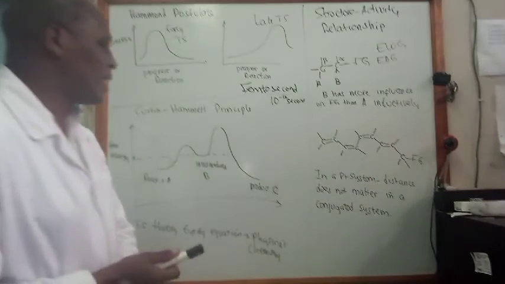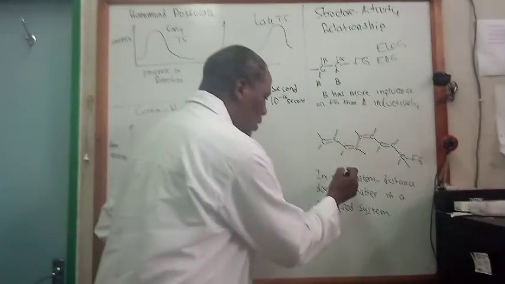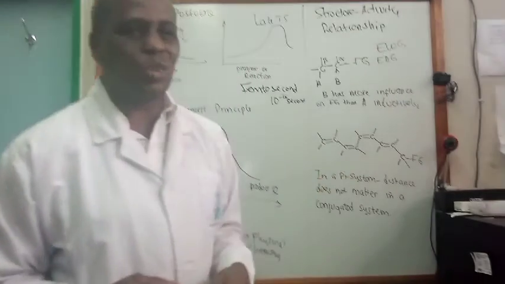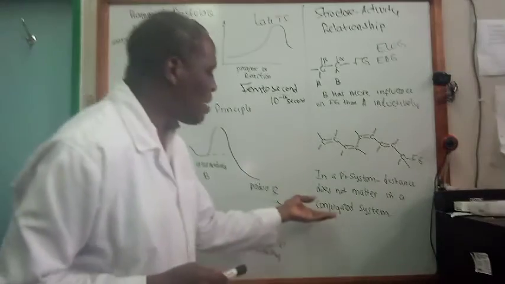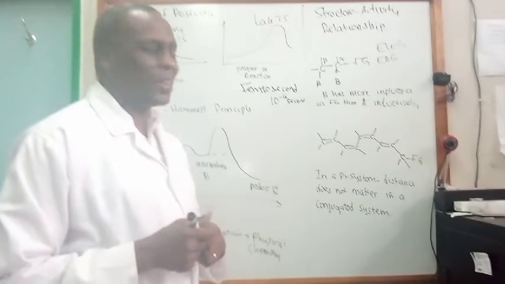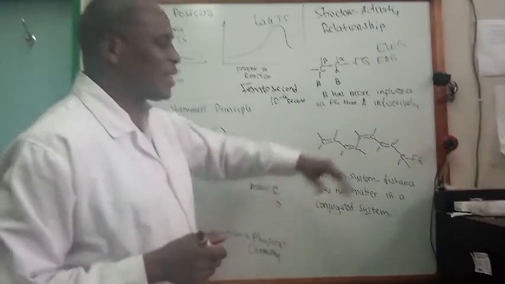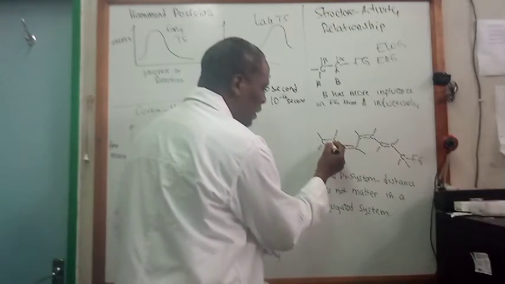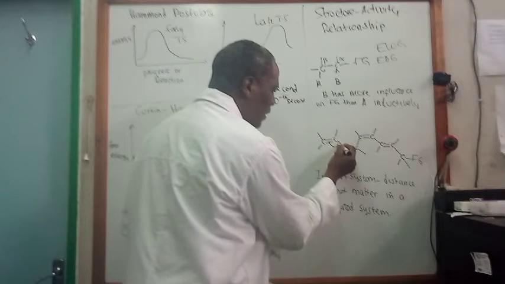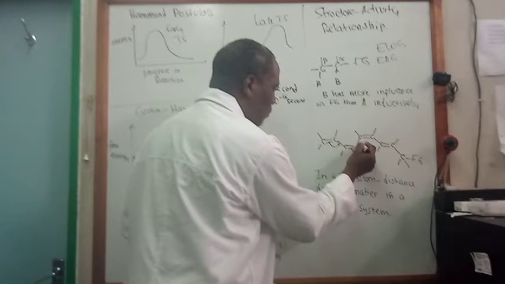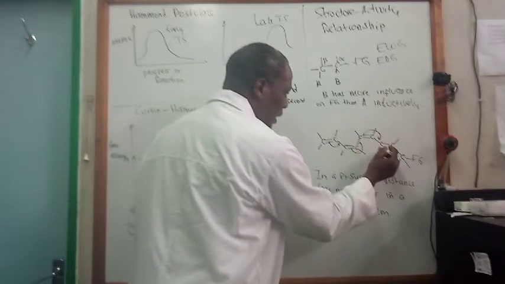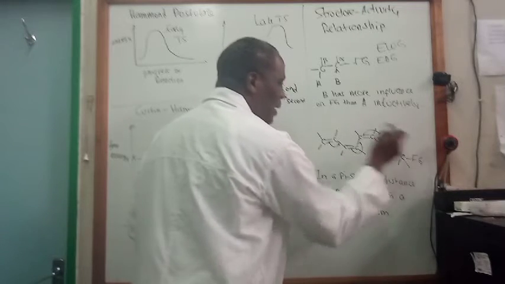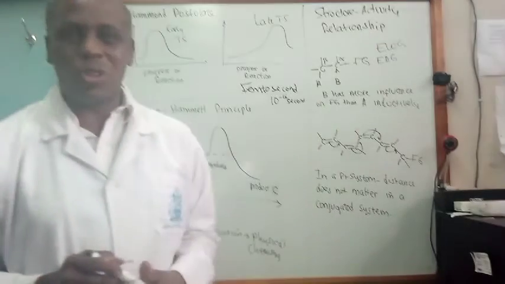Now, in this case, we are saying that in a pi system, distance does not matter provided you have a conjugated system. What I'm saying is this: if you have such a system, this pi bond can overlap like this. Immediately, this one overlaps like that. This one transfers electrons, and this one transfers electrons to the carbon bearing the functional group.